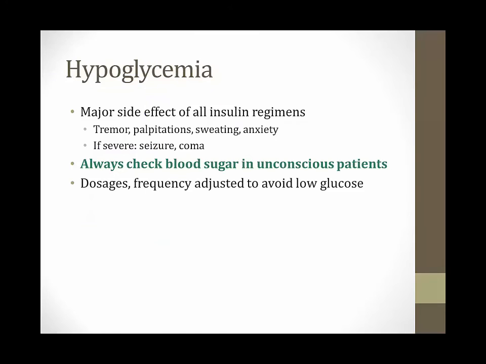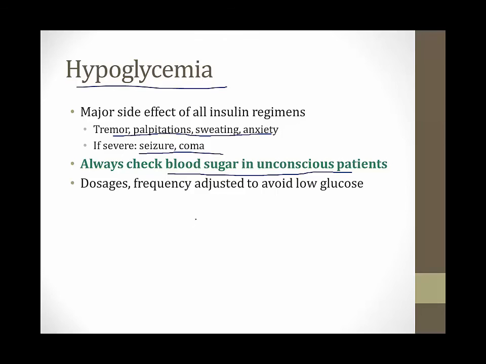The major side effect of all insulin regimens is hypoglycemia. Patients can develop tremor, palpitation, sweating, or anxiety. These are all signs of low blood sugar, and when diabetics develop these symptoms, they become familiar with how to react, and they will often drink some orange juice or eat a cookie or a cracker. If the hypoglycemia is severe, it can lead to seizure or a coma, and this leads me to one of my most important points, which is you always need to check the blood sugar in an unconscious patient. It may be due to hypoglycemia, and that is easily reversible if you identify it as the cause.